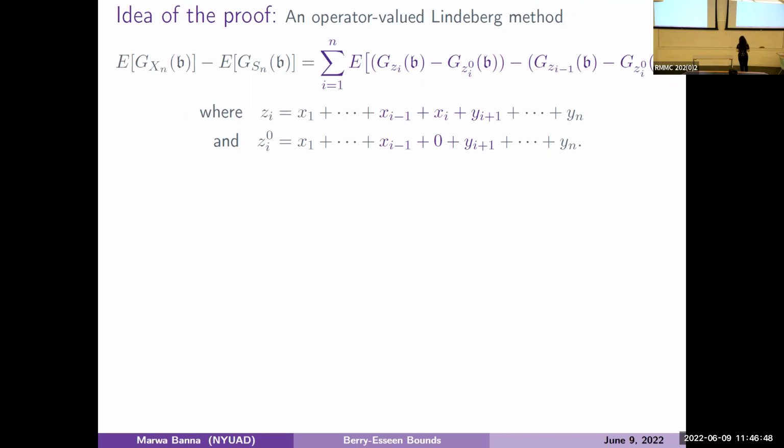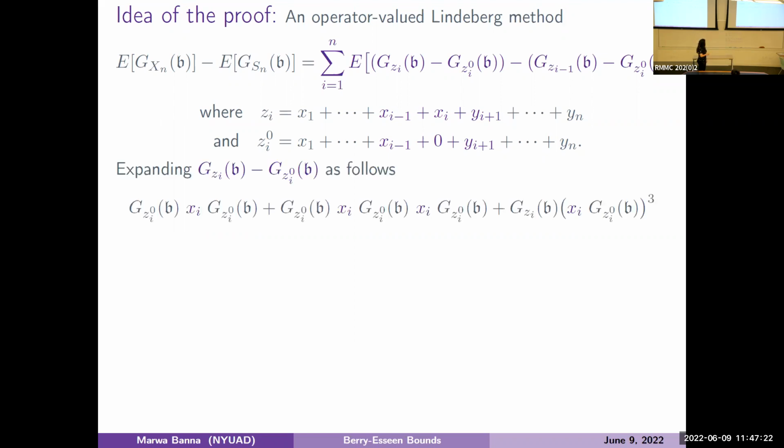And now Zi minus Zi0 is xi, and this is independent of Zi0. And similarly, Zi minus 1 minus Z0i is equal to yi, and this is independent of Z0i. And what we're going to do is control each of these terms separately because they are done in the same way. So we expand this using this algebraic identity.